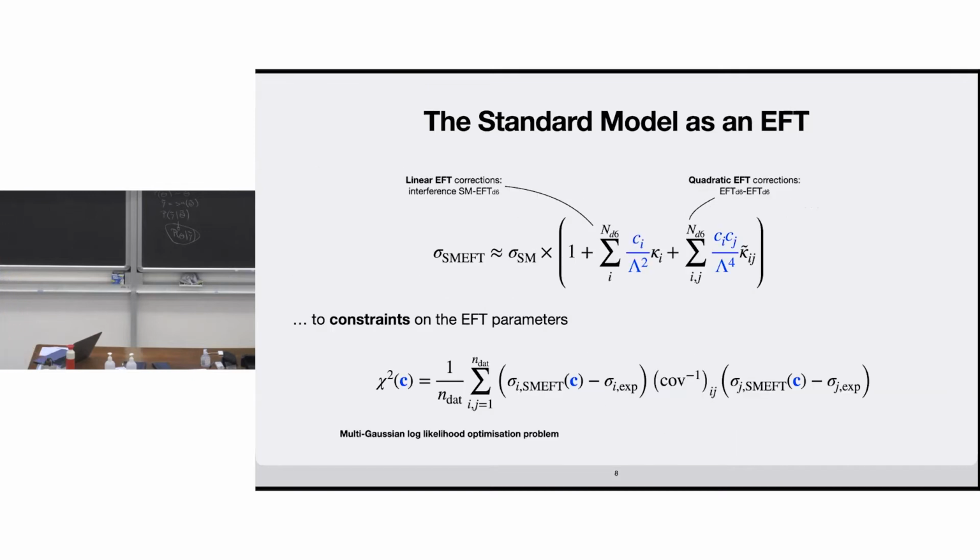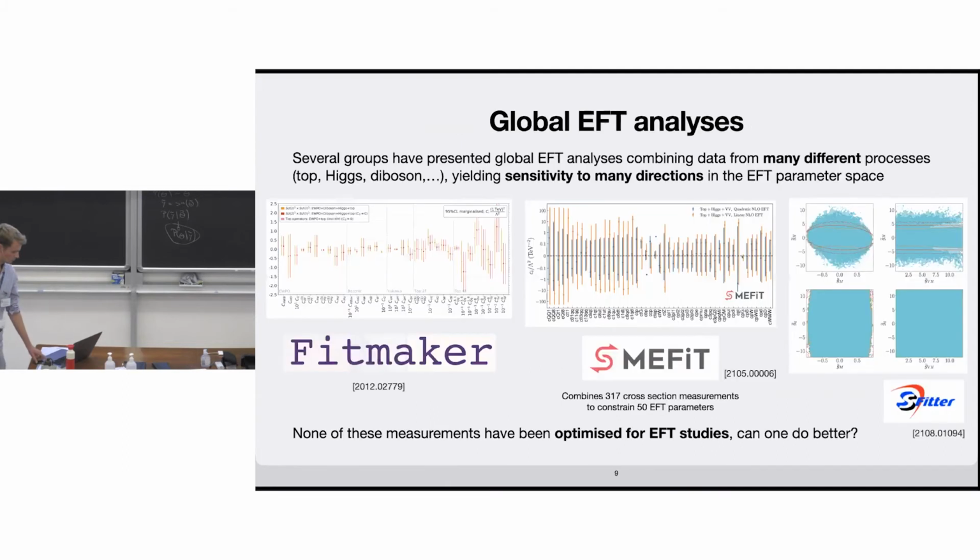So now the name of the game, what is a SMEFT? Whatever that means. You compute these cross-section channels and compare to data. You have your SMEFT cross-section parameterized in terms of the Wilson coefficients, these Cs. Then you construct your chi-squared, compare to experimental data, include the covariance matrix, and just minimize it. It's a multi-Gaussian log likelihood optimization problem. And many groups perform this analysis, including we.